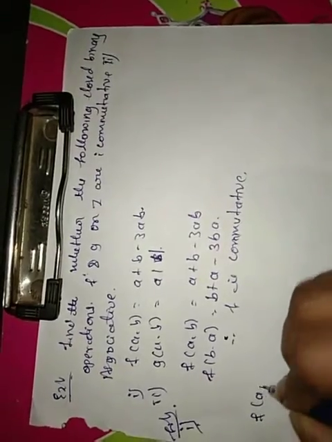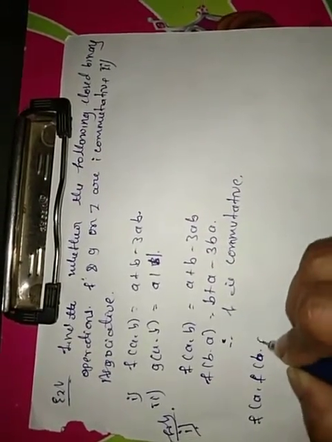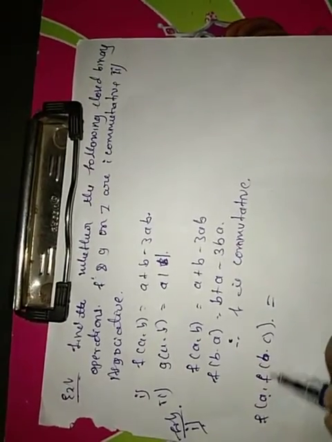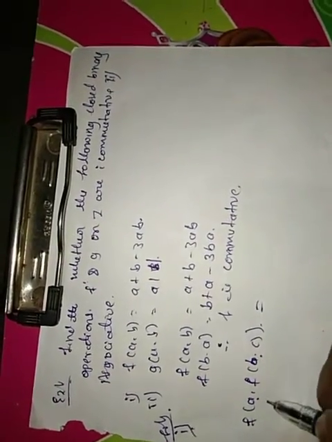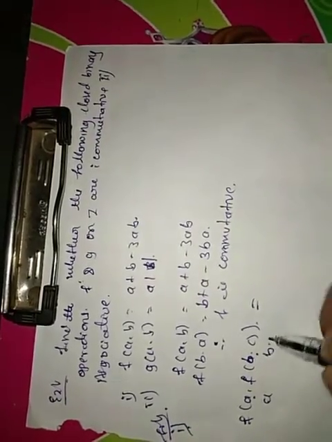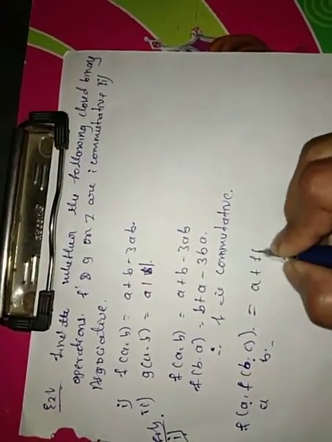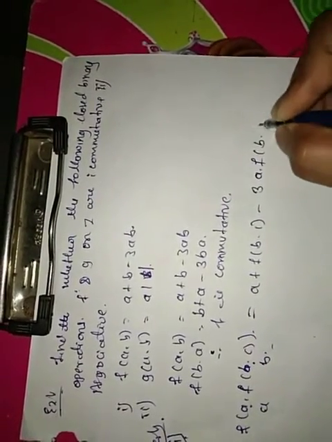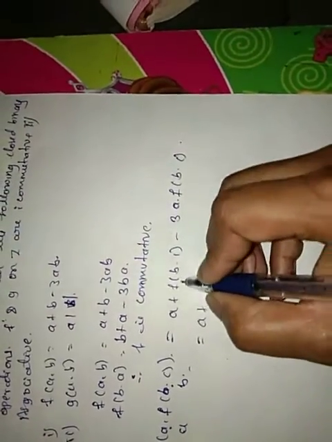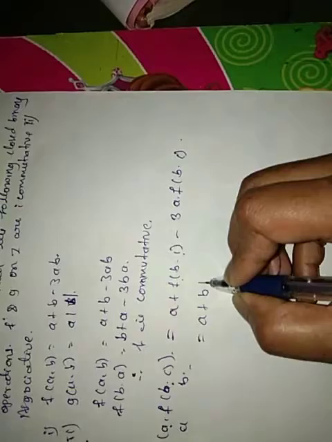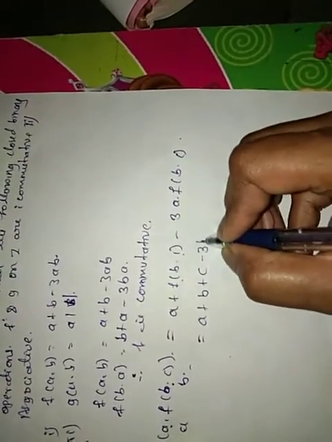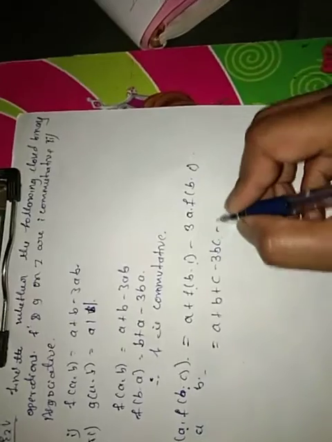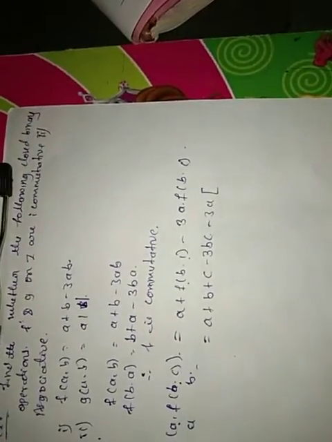Come for the associative law, f of a comma f of b comma c. Consider this one as a and this one as a b. f of a comma b means a plus b minus 3 into a into b. Now again, a plus f of b comma c, that is b plus c minus 3 into b into c, minus 3 into a. Put a bracket here.